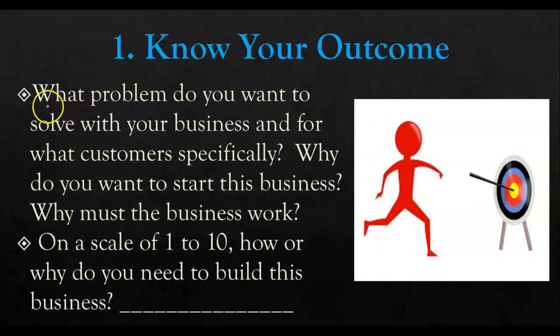Now let's go a little more deeper. So know your outcome. So the question is, what problem do you want to solve with your business? And what customers specifically? So you need to have a group of customers in your mind. That is part of your outcome. Like I was explaining earlier, you don't just begin and hope everything will fall in place. So you need to have an outcome, a particular problem you want to solve.